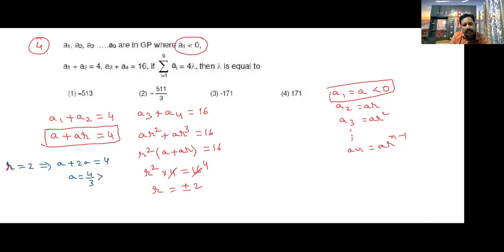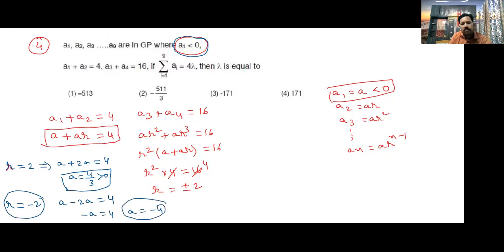It is greater than 0, but already given in the question that the value should be less than 0. So we can take r as minus 2 only. Substitute: a minus 2a is equal to 4. Minus a is equal to 4. The a value is minus 4. So finally we got r value is minus 2 and a value is minus 4.